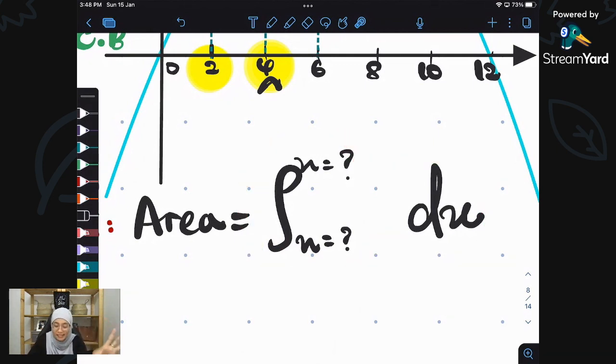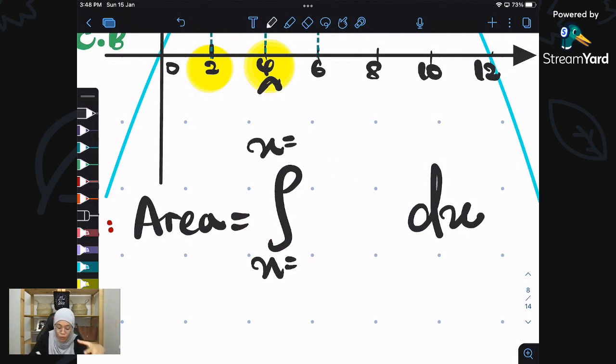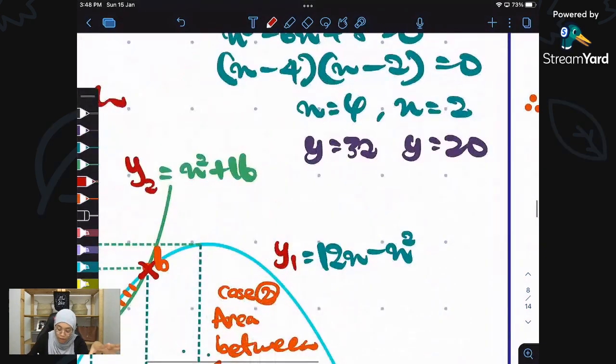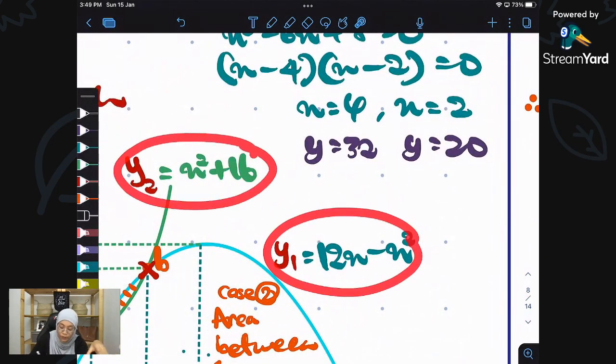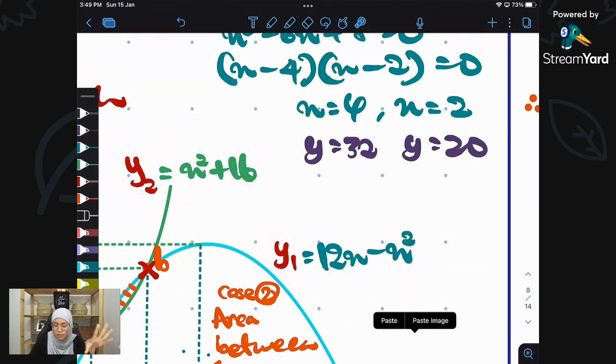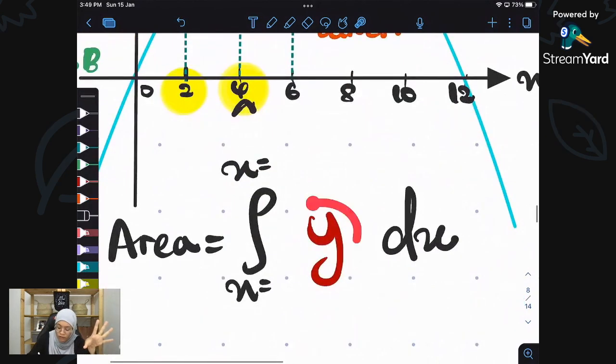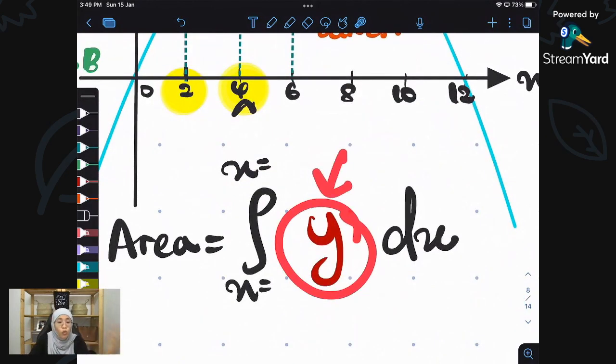It's much easier. Kenapa saya cakap dia senang? There is a reason it's easier than dy: we already have the functions of y. Remember, we have the functions y1 and y2. Both functions here are already in terms of x. Okay, dalam ni sudah pun cantik. Therefore, it is much easier for me to just solve this dengan menggunakan y function.